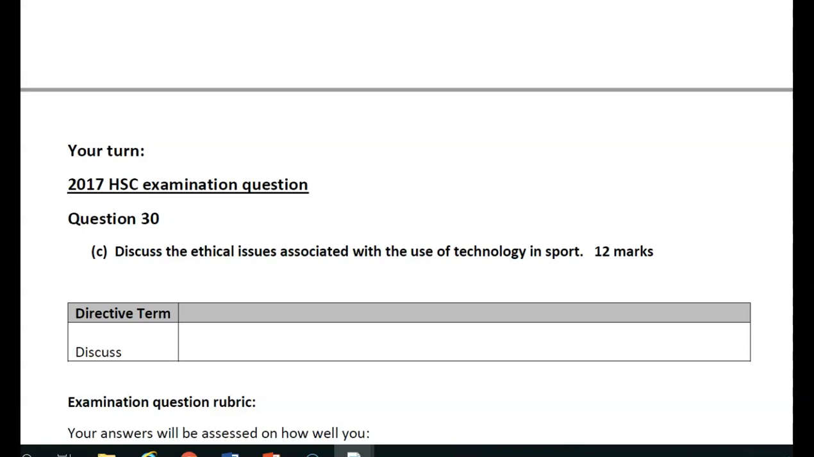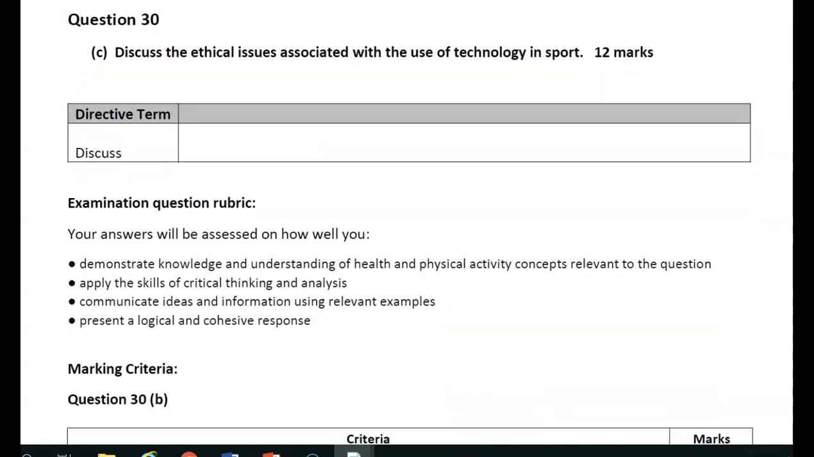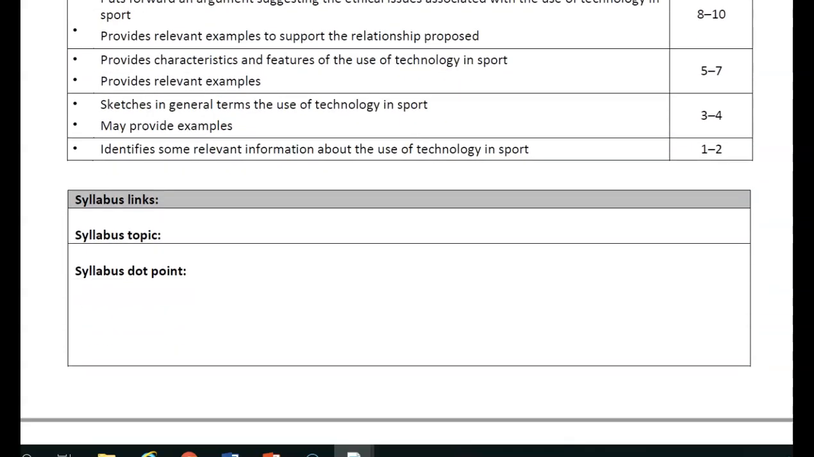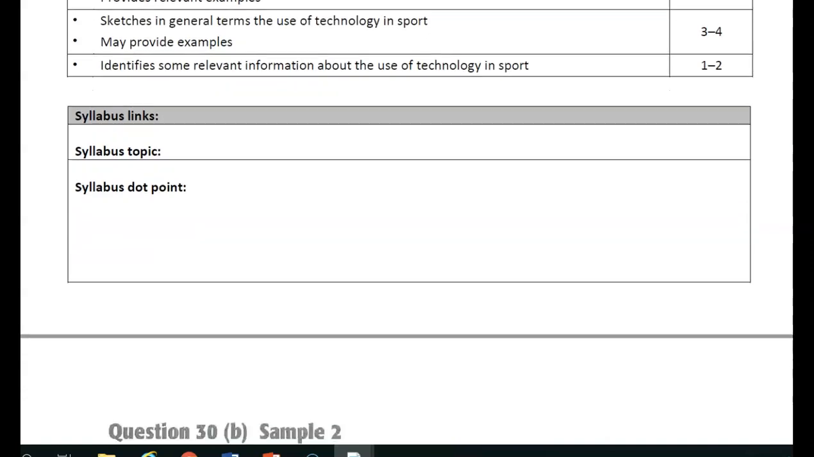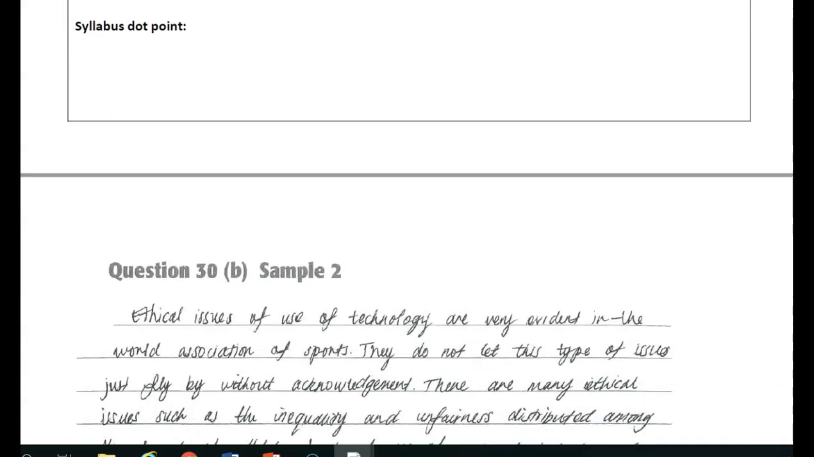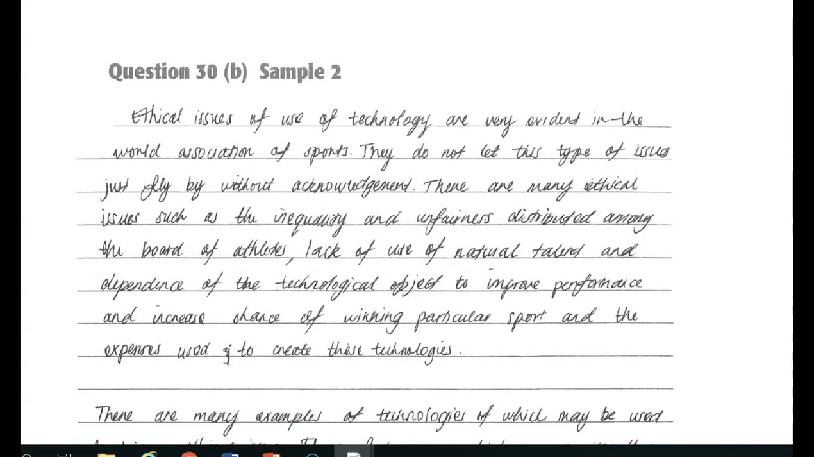So here I'd like you to identify what the term discuss means and then make the connection between the rubric and the marking criteria. Look at what syllabus dot points it connects to and then highlight this information using the highlighting tool throughout the response and see how you go.